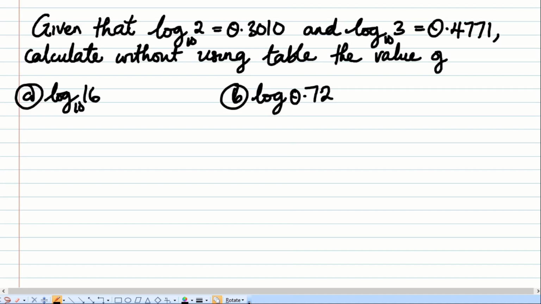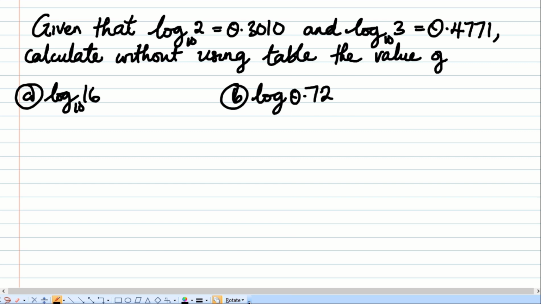All right, so we have a question here. It says, given that log to the base 10 of 2 is equal to that, and so on, we have to calculate the value without using table of A and B. Now, if you've not watched the first part of this video where we introduce the concept of logarithms and the laws, I'd like for you to do that because I'm going to put the link in the description so you can do A before B. Now this is B part.